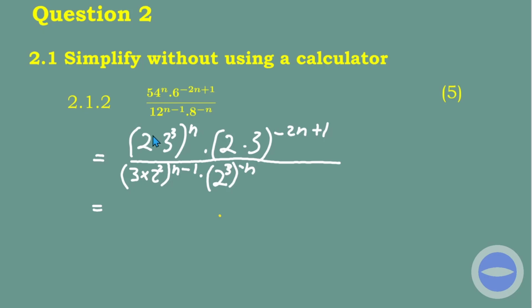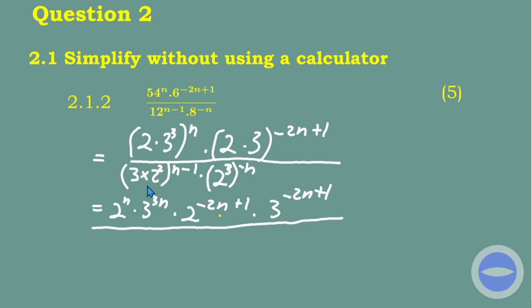So here 2 is exponent 1, we say 1 multiplied by n, so we are left with 2 exponent n, and then here we have 3 exponent 3, we say 3 multiplied by n, then we have 3 exponent 3n, then multiply by 2, here it's 1, so this one will be 2, negative 2n plus 1, and then 3 also is 3, negative 2n plus 1 over, and then 3 multiplied by 3 exponent 1, so it's going to be 1 multiplied by n minus 1.